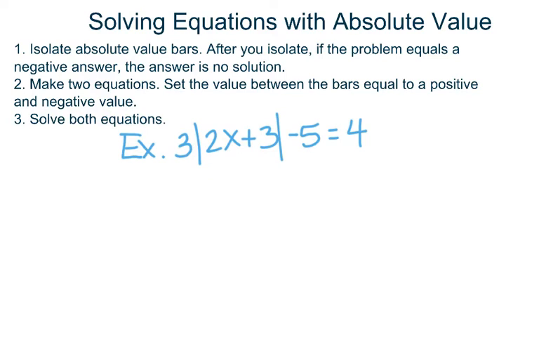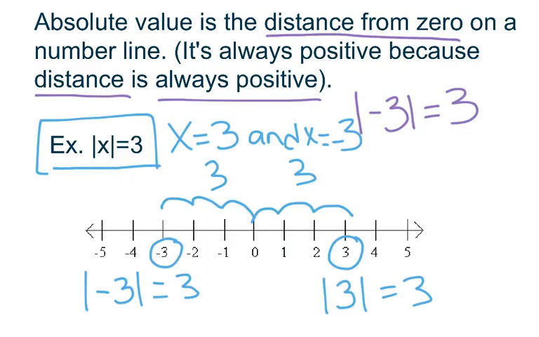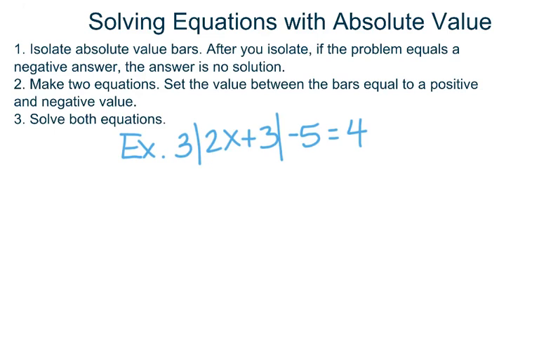We're going to set the value between the bars equal to a positive and negative number. That goes back to this example. When we did this, the absolute value of x equals 3 had a positive and a negative value because you can go to the left of 0 and to the right. And then the last thing we're going to do is solve both equations.